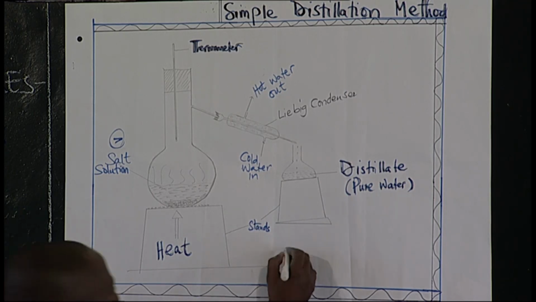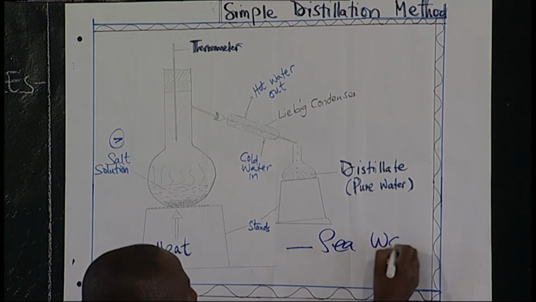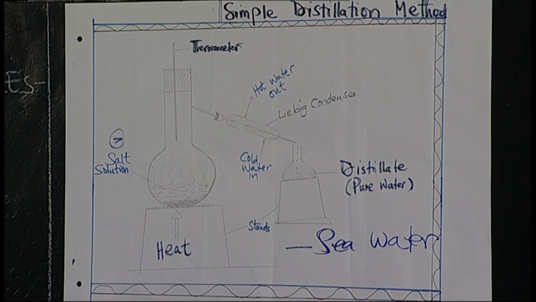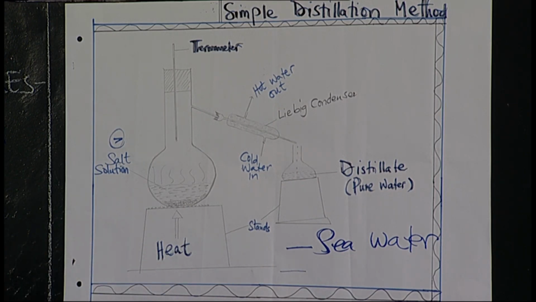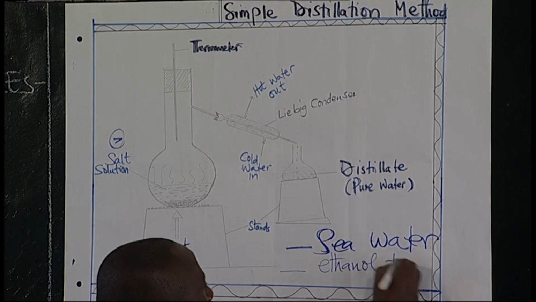So the mixture we are looking at is the sea water. You can use this method to separate the water from the salt that is dissolved in it. Before we look at the principle, another mixture that can also be used in simple distillation is ethanol and water.